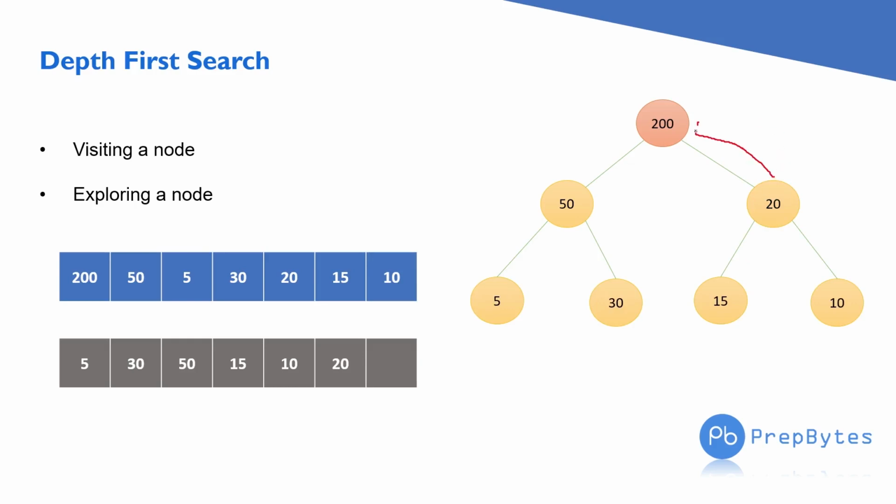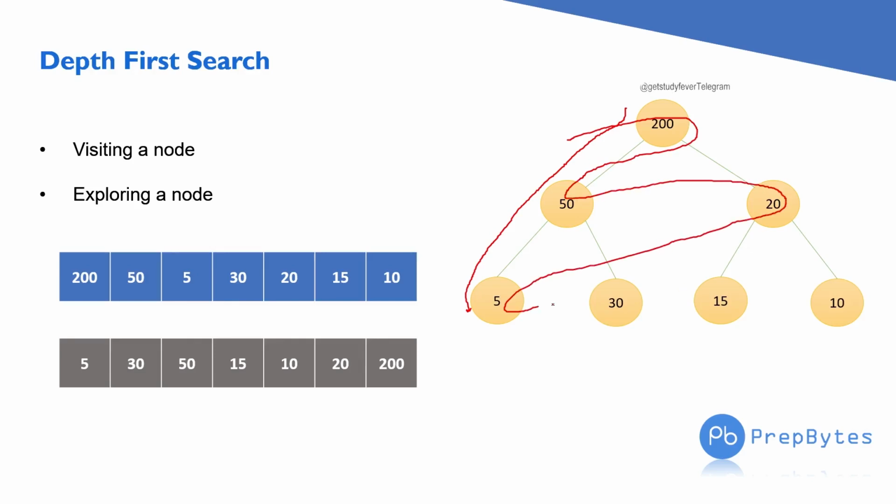Now we will go to 200 and see whether all the neighbors of 200 are visited or not. Who are the neighbors of 200? The neighbors of 200 are 50 and 20, correct? Are they visited? Yes, and they are explored. So since they are visited, we can tell that 200 is completely explored. So this is how depth first search explores. Depth first search goes from top to down, while breadth first search goes level by level. Fine.